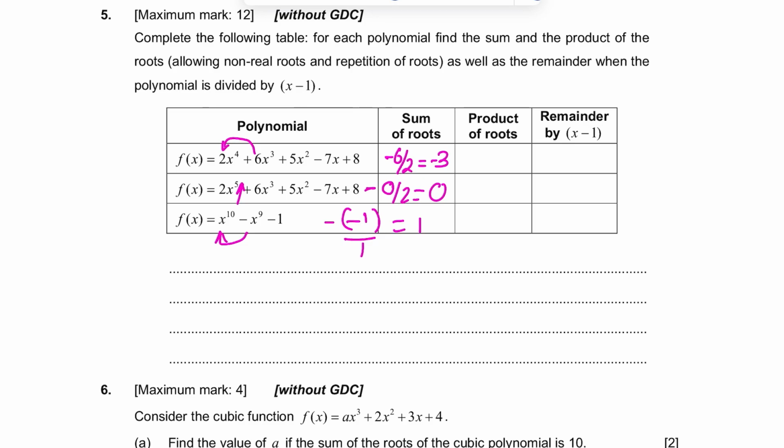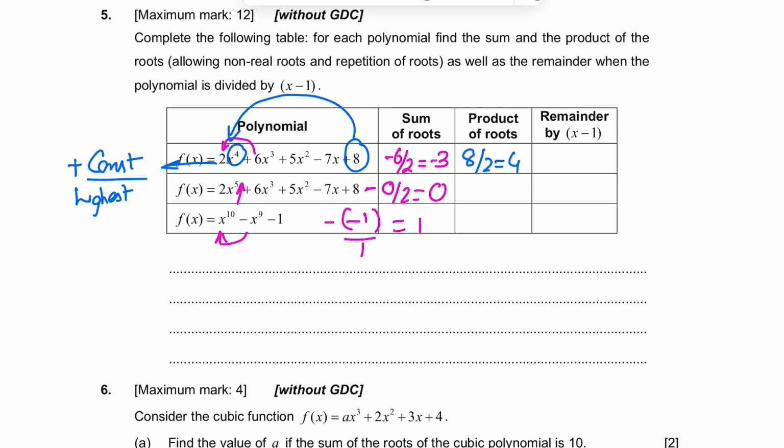Coming to the product of the roots. Product of the roots will be the last constant term divided by the first coefficient. But you have to check whether it is positive or negative. For that, if the highest power is even, it is going to be the last positive constant upon the highest coefficient. So over here it is 8 upon 2, which is 4.